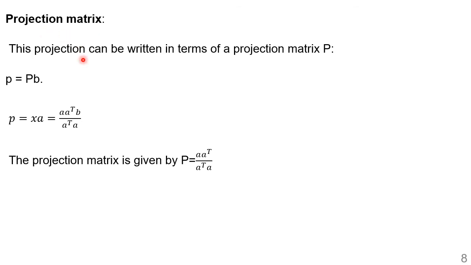Projection matrix. We try to project the point P on the vector A in terms of the projection matrix P. And we know that the point P is equal to the projection matrix P into B. And here we know that P is equal to x into A, where A is a vector in the line where this point P lies, and that can be written as A times A transpose B divided by A transpose A. So if you compare these two, we can write that the projection matrix P is given by A A transpose divided by A transpose A.